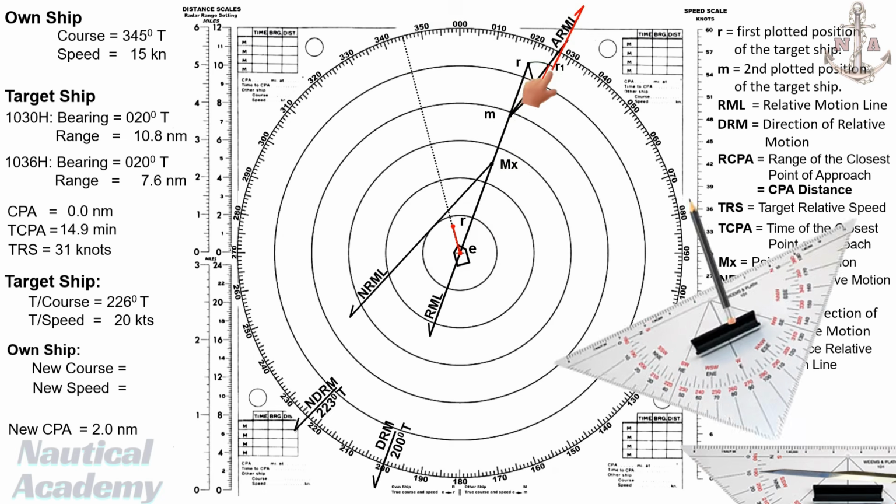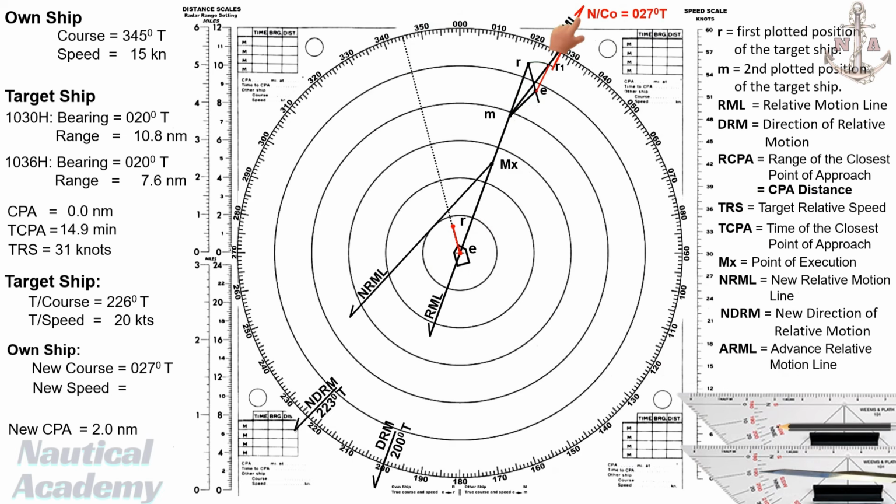The new course to steer is 027 degrees true, meaning when the target reaches a distance of 5 nautical miles at point MX, own ship should alter course to 027 degrees true to achieve a new CPA of 2 nautical miles. In some cases, where own ship cannot alter course due to some factors such as limited navigable waters or an existing obstruction, we can still maintain our present course, provided we reduce our speed.